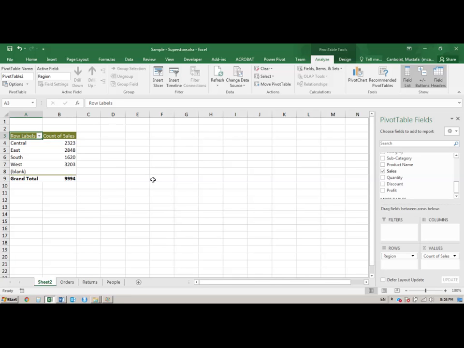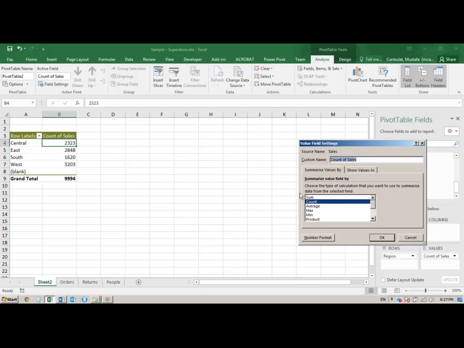When we put the sales under values, what we see is it shows the sales as counts, meaning how many sales happened in the central region, how many sales happened in the east region, etc. We want to know the average sales amounts in those regions. So we go to the field settings and change that to average.